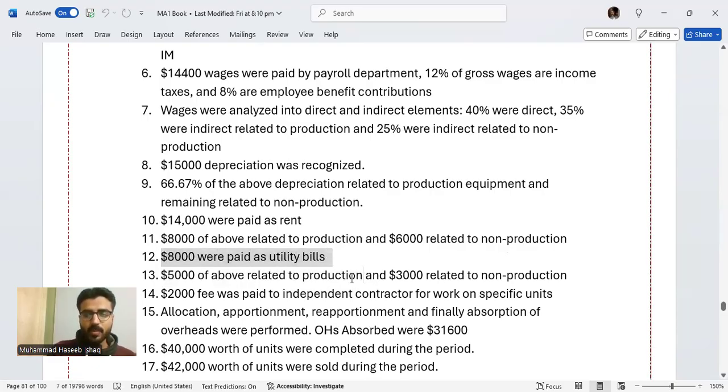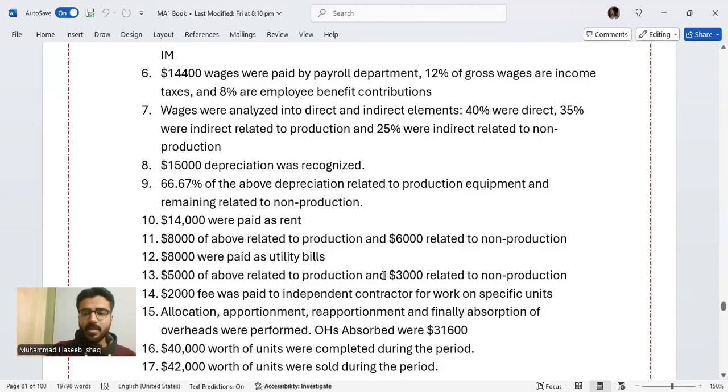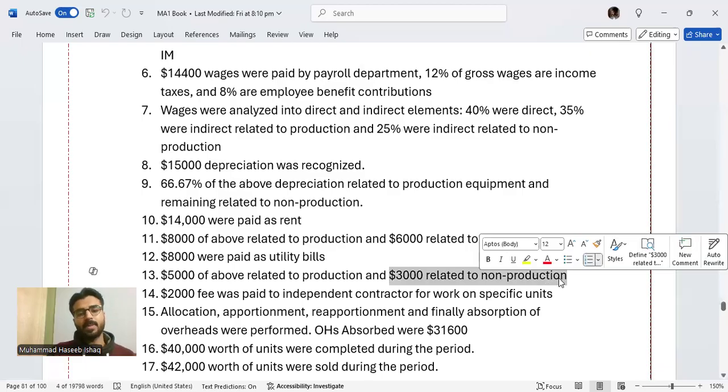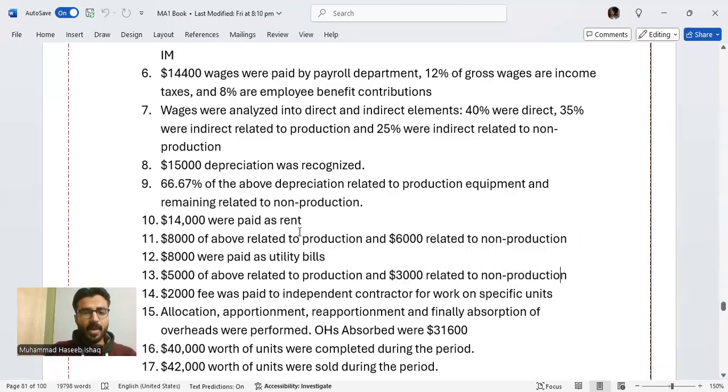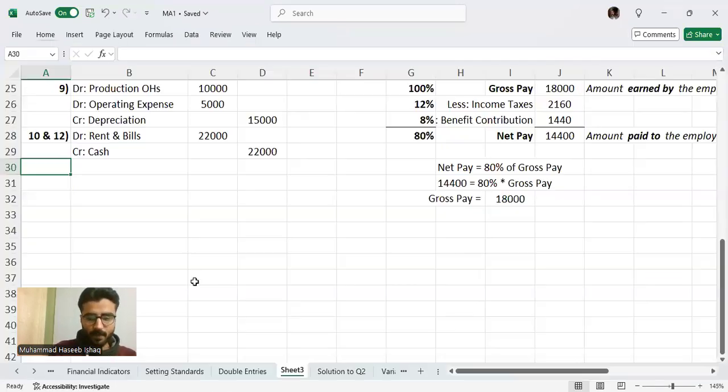So in the 13th transaction, 5,000 of the utility bills is related to production. So obviously they will also be debited to the production overhead account and not the work in progress account, because it is not a direct cost. And the remaining 3,000 will be debited to the operating expense account, right? So we can combine this. The total amount that would be debited to the production overhead account would be 8,000 plus 5,000, so it will be 13,000. So let's write this 11th and 13th transaction.